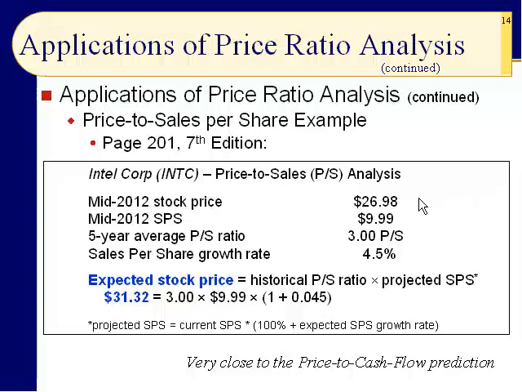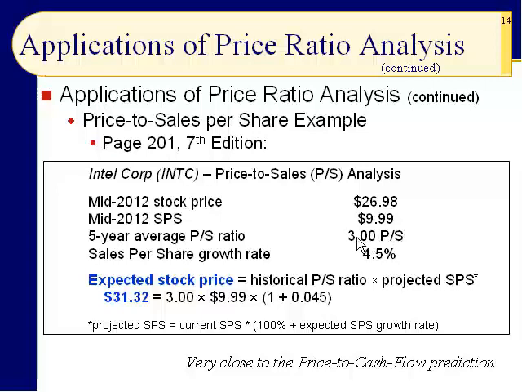Again, the mid-2012 stock price was about $27, and their sales per share was almost $10, $9.99. Because remember, there's a lot of overhead and cost of goods sold and distribution and all the other costs. They had to pay the rent and all the lighting and the utilities and salaries. So there's a lot of costs involved. So their sales per share were $9.99.